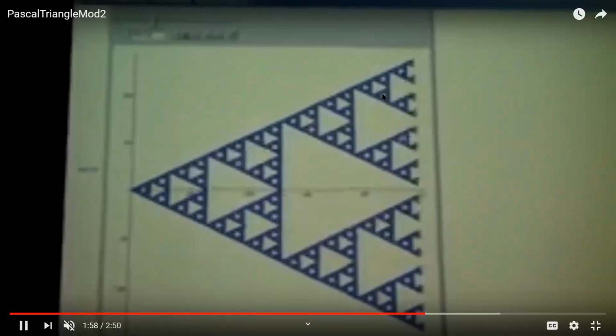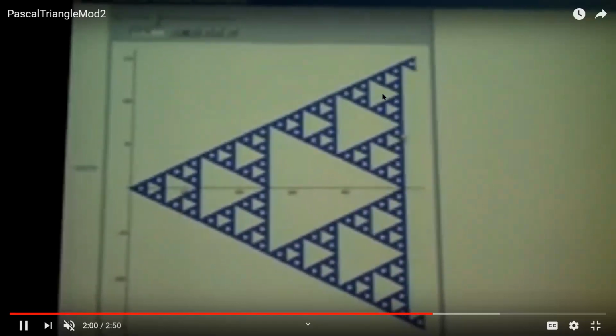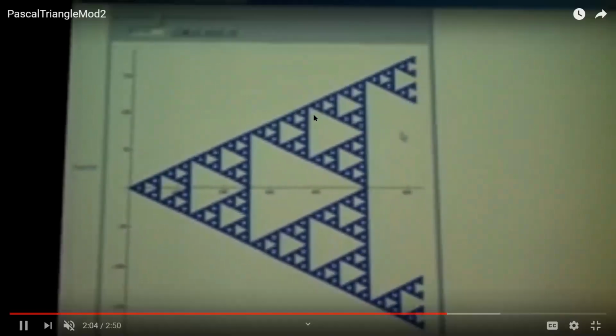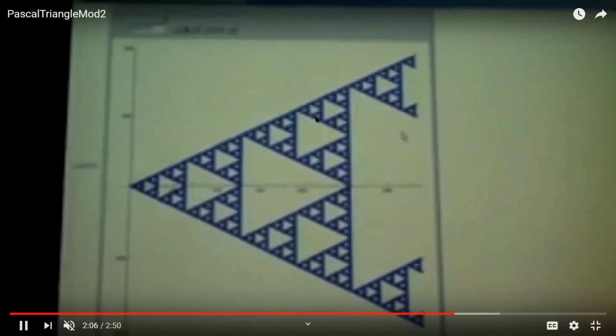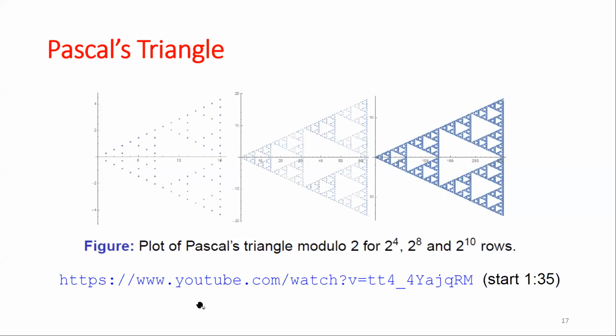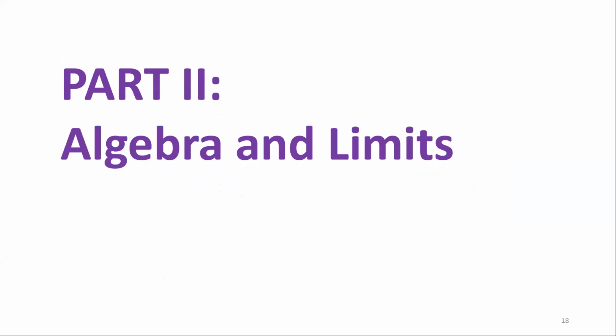It's an interesting question as to how you would actually write a program to do this. I didn't write the most efficient one, but that would be another wonderful lecture to talk about how you do all of this. So I'm going to stop the share and go back to the slides. Okay. So now we're going to go to part 2, algebra and limits.